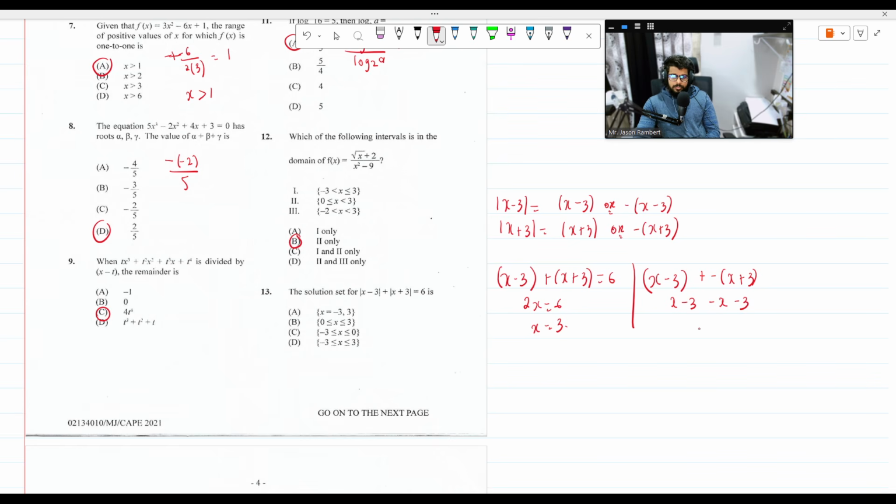x minus x is 0. I'm going to get minus 6 is equal to 6. So this one here is going to have no solutions.